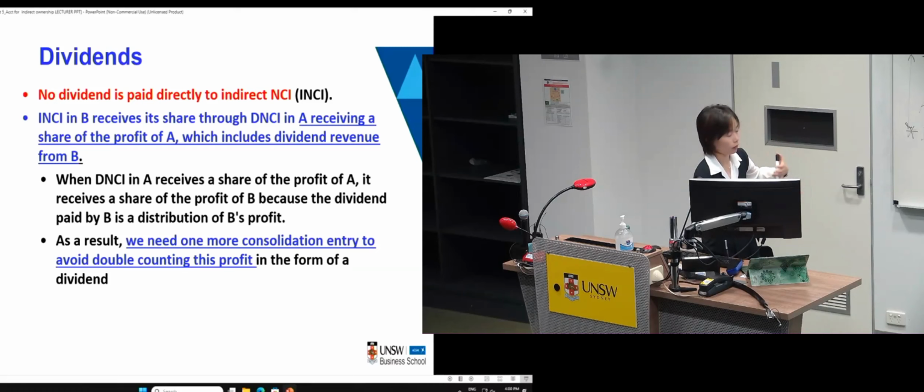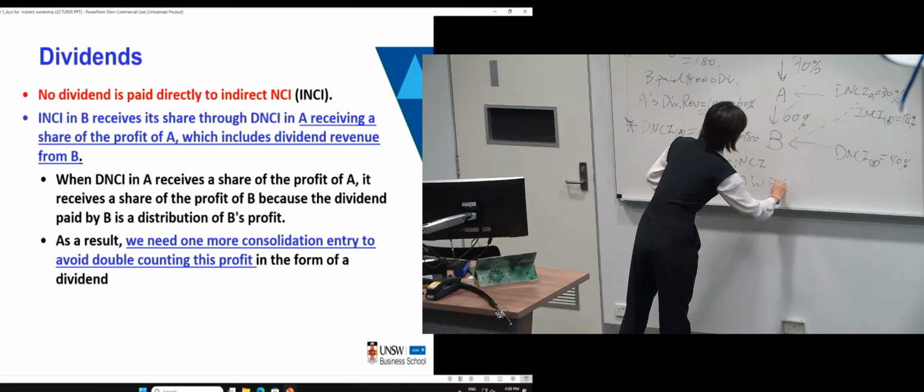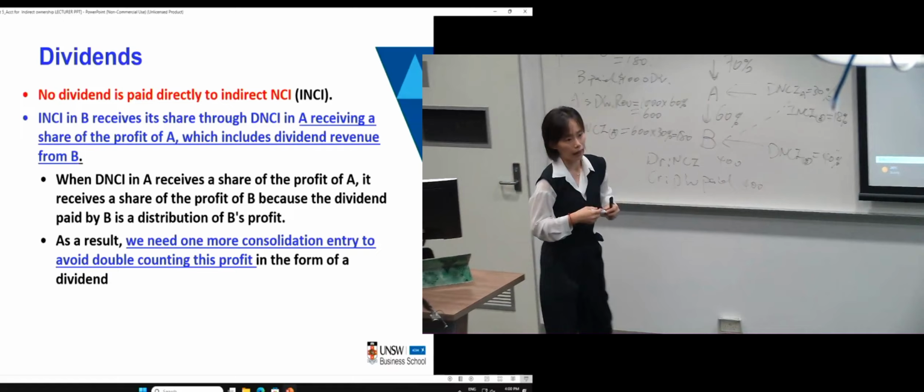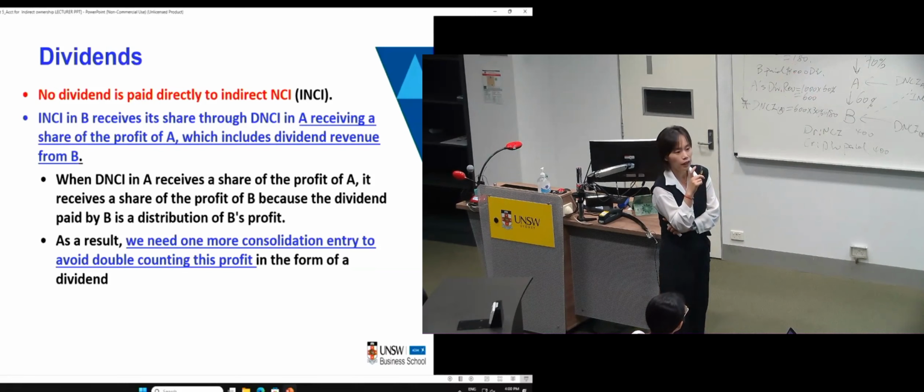Now the remaining 40% of dividend paid by B, we have another NCI entry, but that is NCI in B. Okay? So there will be a debit of NCI and a credit of dividend paid. That is another 400. Okay? So the dividend revenue you need to eliminate is only 600 because only these 600 represent intragroup dividend. This 400 is not intragroup dividend, right? You pay to NCI. NCI is not a member of the group. The group only comprises the parent and its controlled subsidiaries.